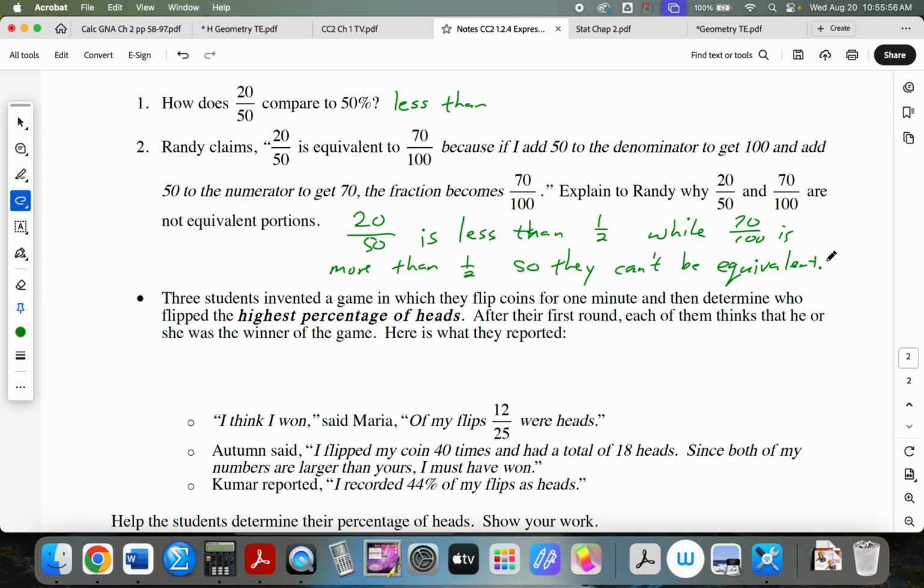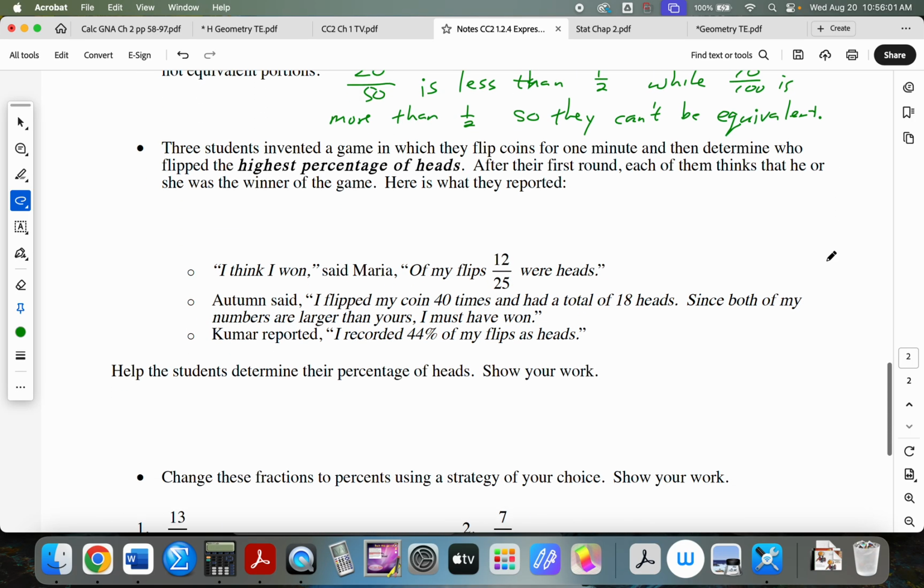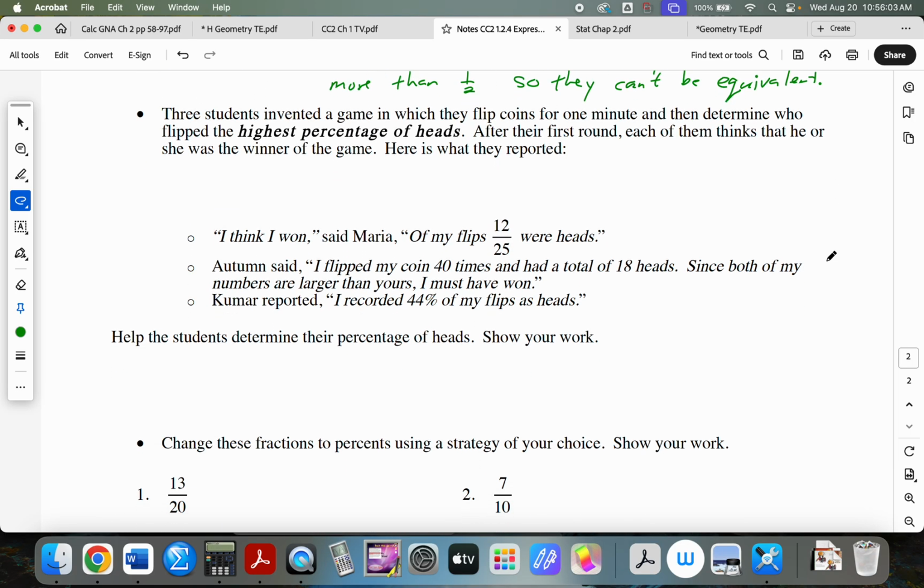Here's what they reported. So Maria said, I think I won. Of my flips, 12 out of 25 were heads. Autumn said, I flipped my coin 40 times and have a total of 18 heads. Since both of my numbers are larger than yours, I must have won. Kumar reported, I recorded 44% of my flips as heads.